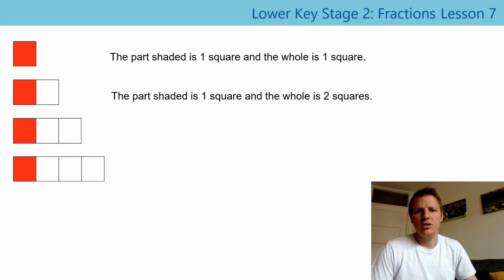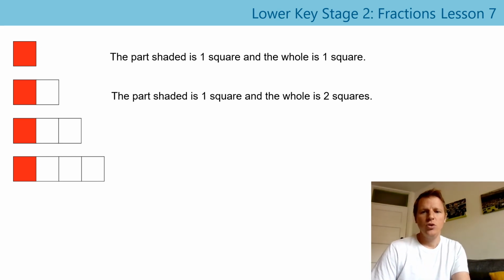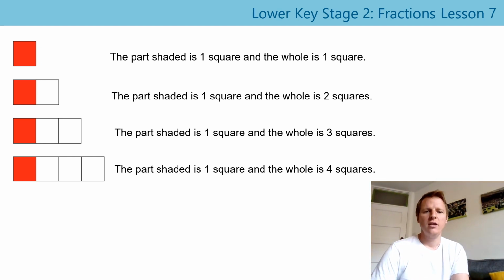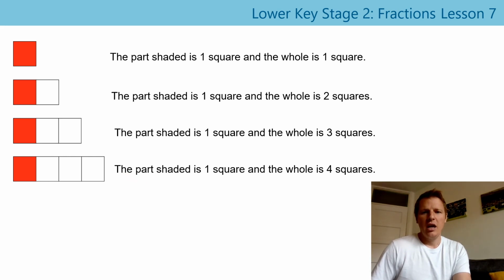In the second image, the part shaded is 1 square and the hole is now 2 squares. Say that with me. The part shaded is 1 square and the hole is 2 squares. In the third image, the part shaded is 1 square and the hole is 3 squares. Final one, say it with me again. The part shaded is 1 square and the hole is 4 squares. Each time we're seeing what part is shaded and what the hole is made up of.